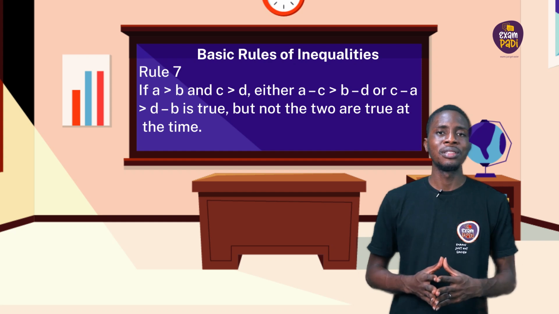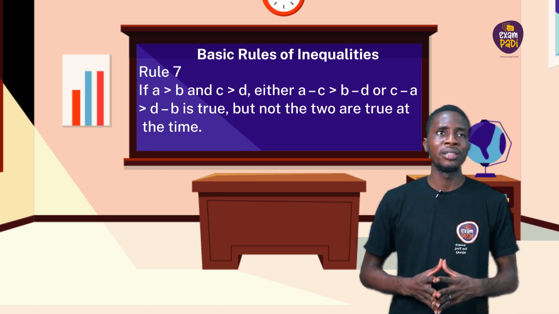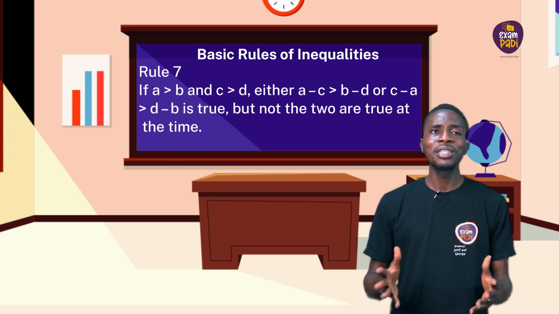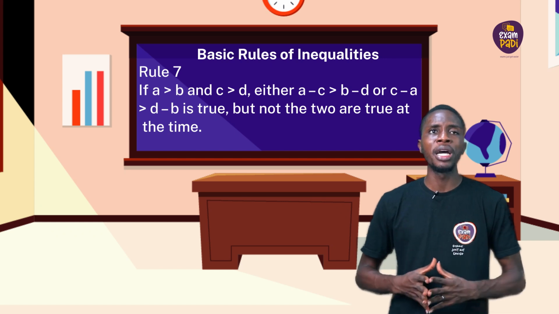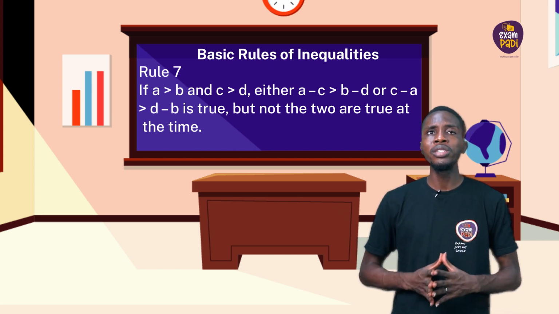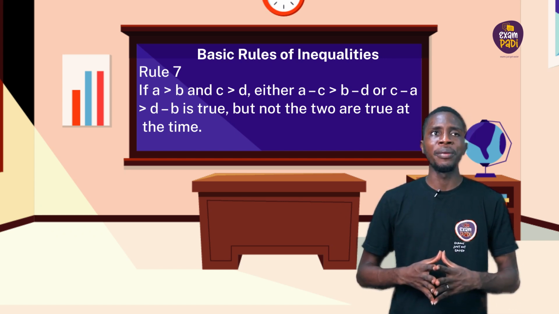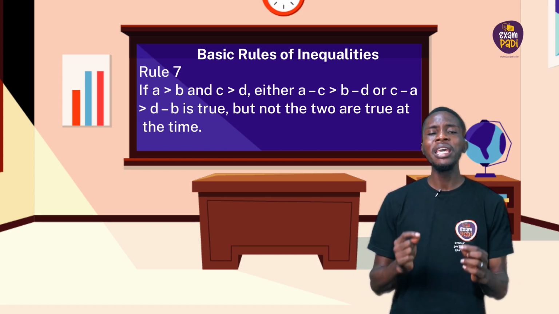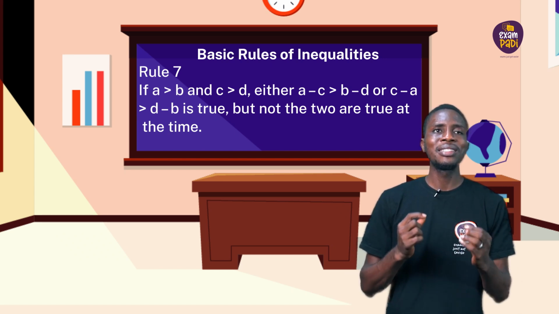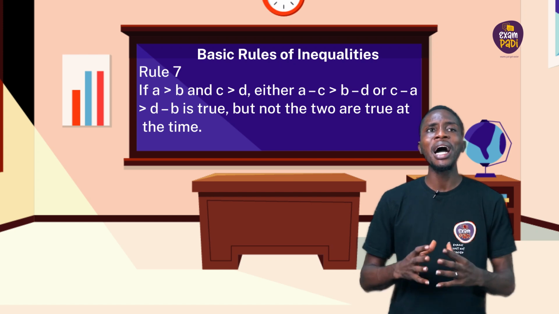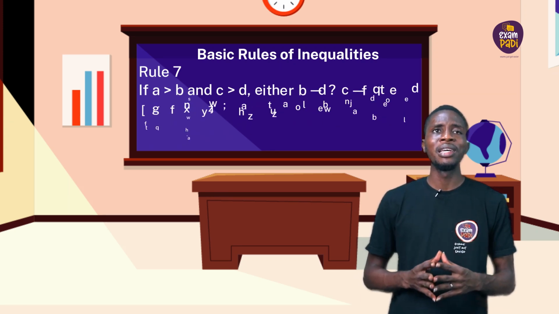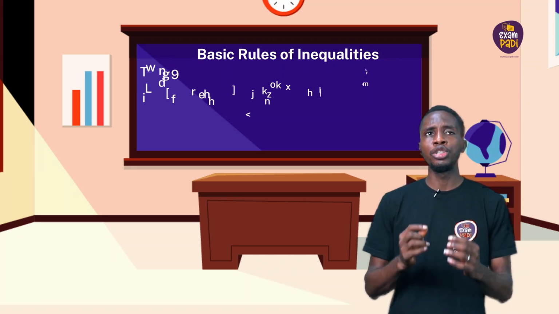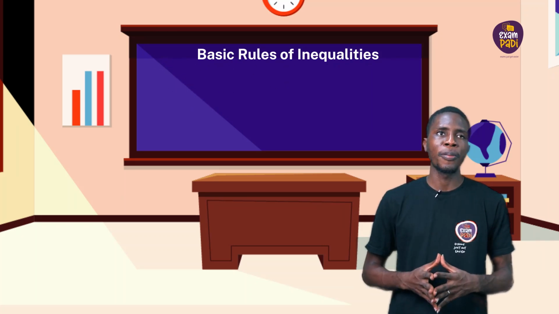Rule number 7. If A is greater than B and C is greater than D, either A minus C is greater than B minus D or C minus A is greater than D minus B is true, but not the two are true at the same time. Similarly, if A is less than B and C is less than D, then either A minus C is less than B minus D or C minus A is less than D minus B is true, but not the two.